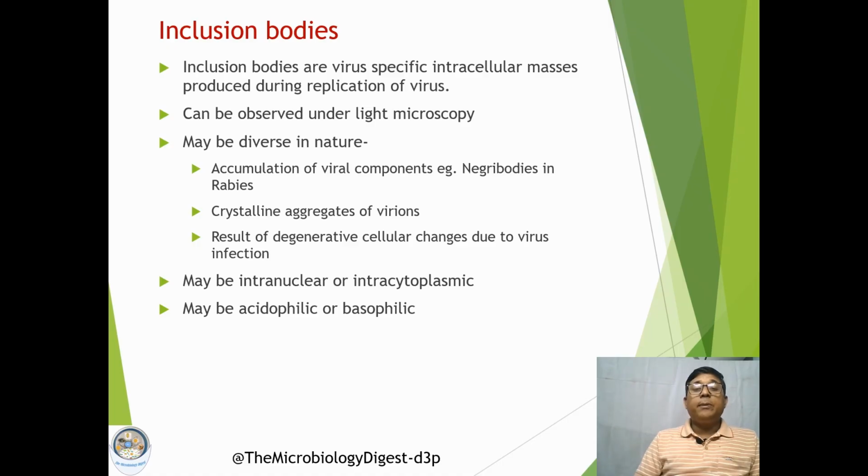So these inclusion bodies may be diverse. There may be accumulation of viral components, or there may be crystalline aggregates of the virus, or inclusion bodies may be a result of degenerative cellular changes due to virus infection. So inclusion bodies may be formed by any of these three ways: the viral components may aggregate, they may aggregate to form a crystalline structure, or they may be the result of degenerative changes in the infected cell.